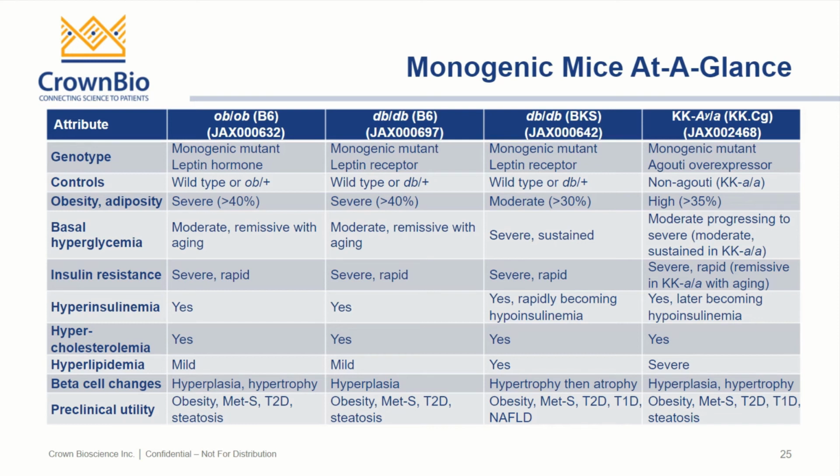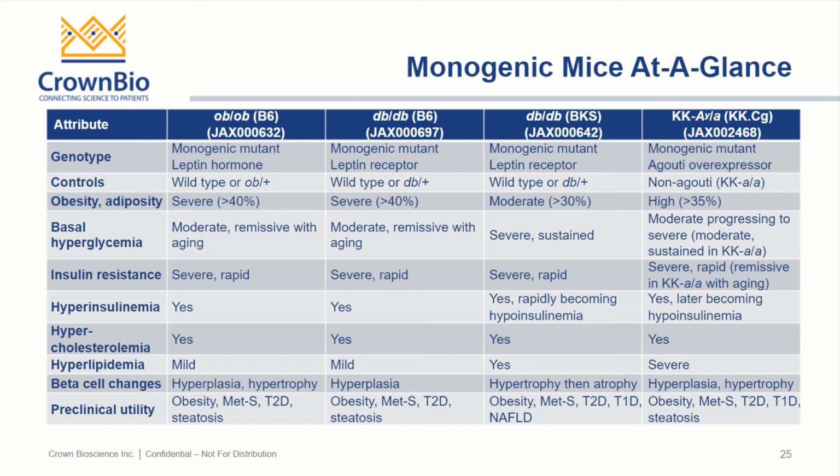The DB-DB mutant in the BKS background is also a monogenic leptin receptor mutant. Suitable controls include heterozygotes or wild types. It exhibits moderate obesity, but basal hyperglycemia is severe and sustained. Insulin resistance is severe and rapid, and hyperinsulinemia is soon decompensated, becoming hypoinsulinemia, making these good models for studying frank diabetes. They're also hypercholesterolemic and hyperlipidemic. They're useful for studies on obesity, metabolic syndrome, type 1 and type 2 diabetes, and fatty liver disease.